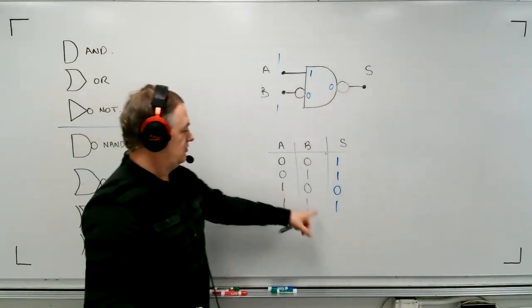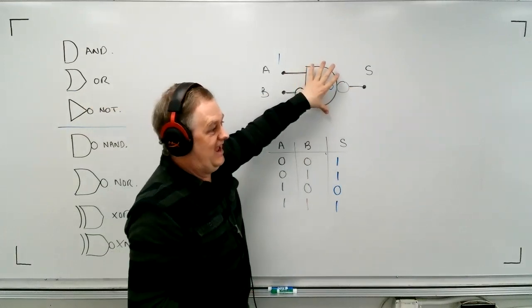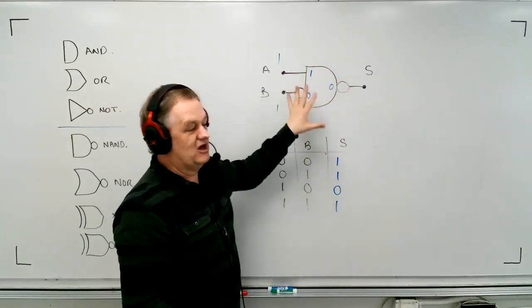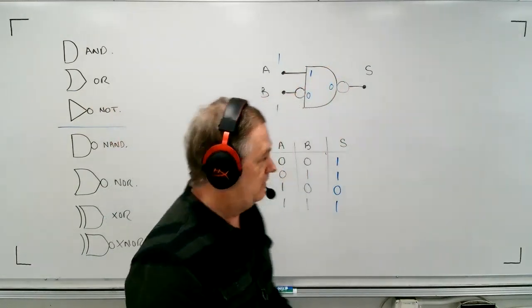And this truth table is kind of specific to this device. This is not just a NAND. This is a NAND with an additional invert. Okay, so this is really a combination. It's a combination circuit between those two.